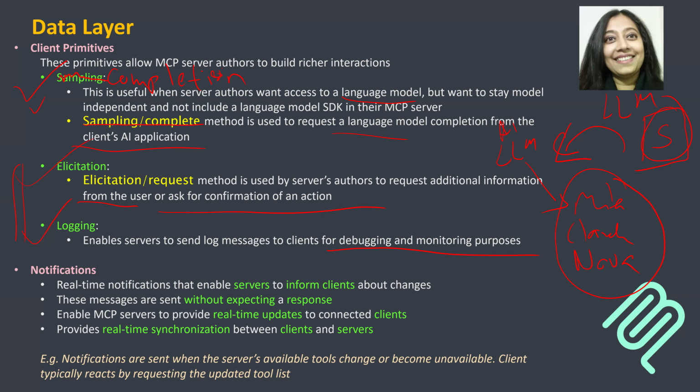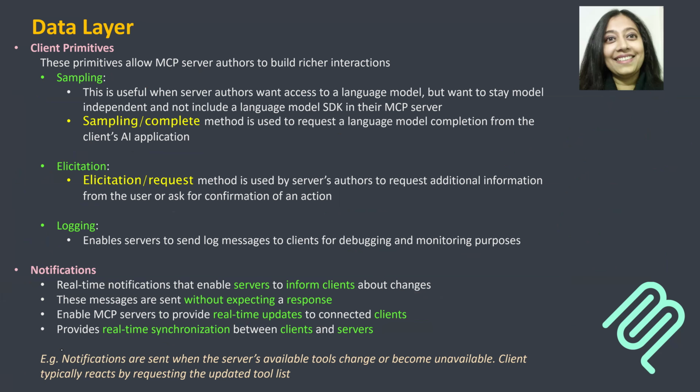Let's look at notifications. Notifications are sent in real time and they enable servers to inform clients about changes. This could be any kind of changes, right? Now, when a notification is sent, remember that it's one-way traffic. That means no response is expected. These typically enable servers to provide real-time updates to their connected clients and also provide real-time synchronization between the clients and the servers. So you typically have a server and a client, and the server sends a notification to the client.